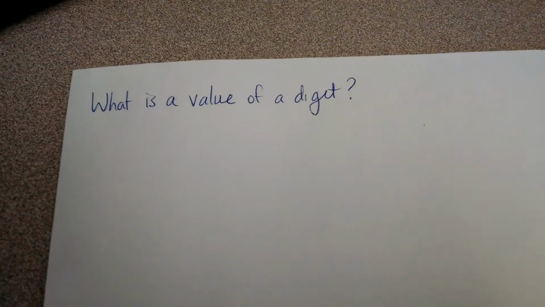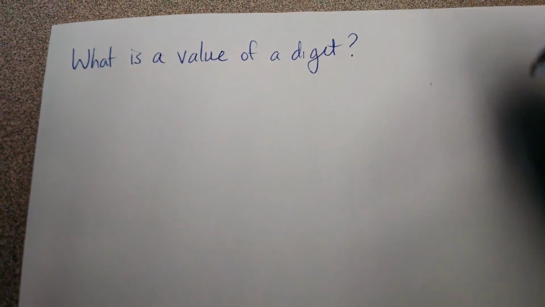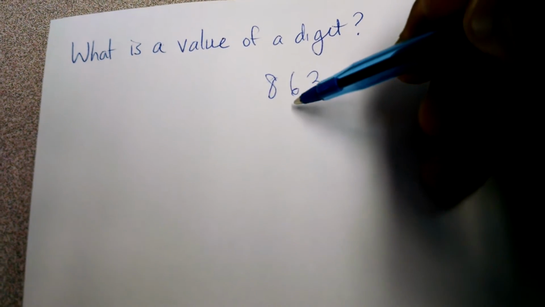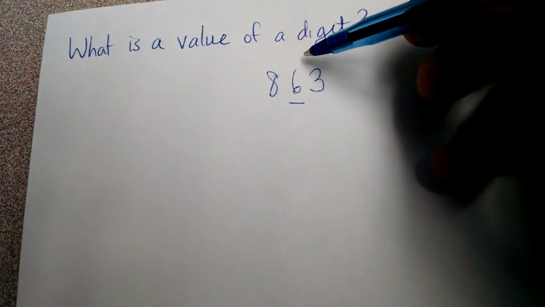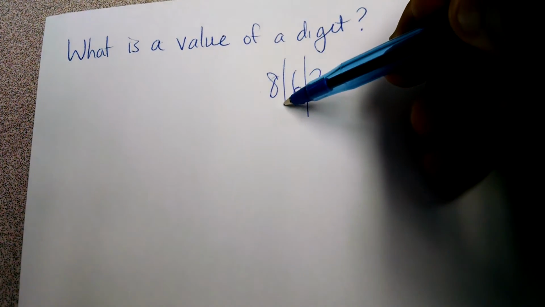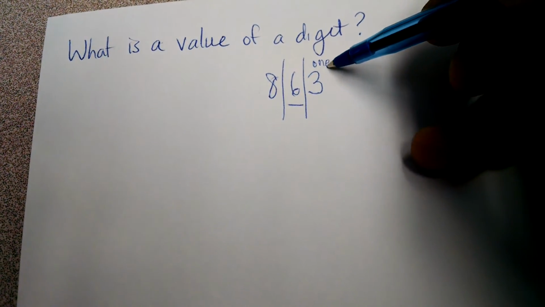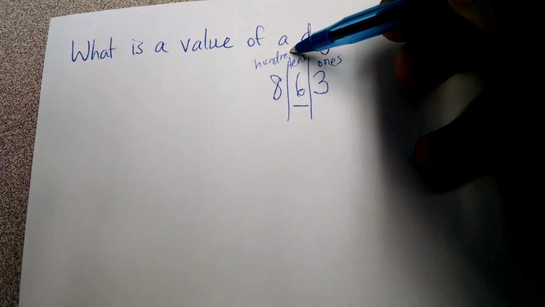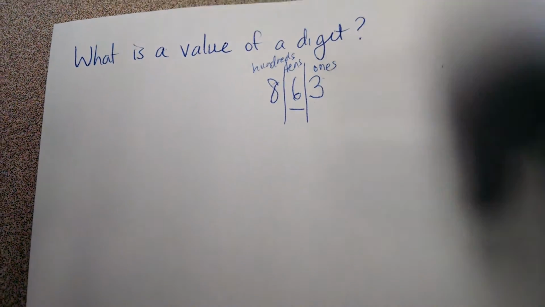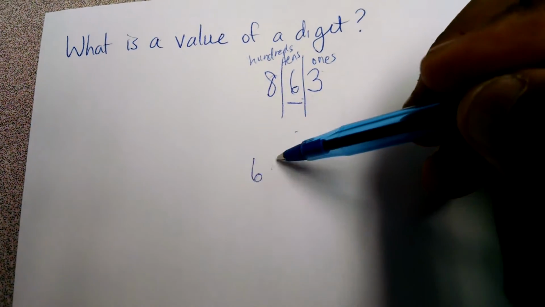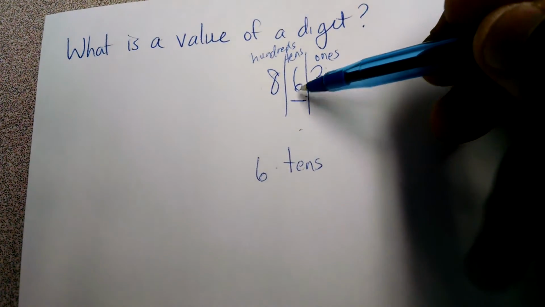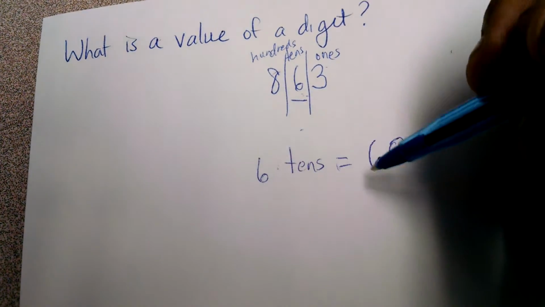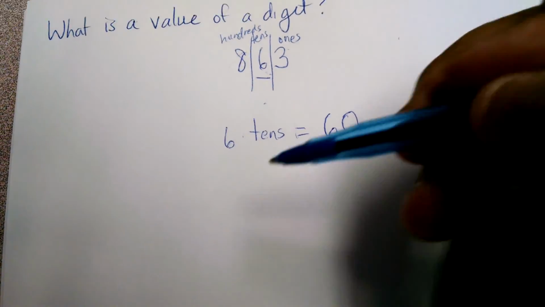Now, when they ask what is the value of a digit, they're asking, as I said previously, if you have a number such as 863 and they want to know the value of the 6. What I have to think about is each digit is in a place. So if I label my places, that will help me figure out the value of this digit. So in unit form, I would write 6 tens. That's the value of that digit. And in standard form, it would be 60. So 6 tens, 60.